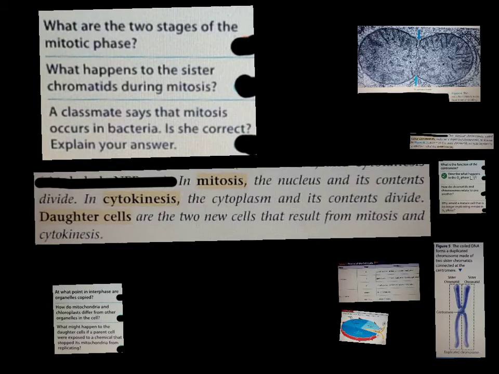Okay, so now it's time to write your 3 definitions, that would be these 3 here, in your science journal, okay? Mitosis, the nucleus and its contents divide. In cytokinesis, the cytoplasm and its contents divide. And the third one is daughter cells. The daughter cells are the 2 new cells that result from mitosis and cytokinesis. Okay, so please write those.